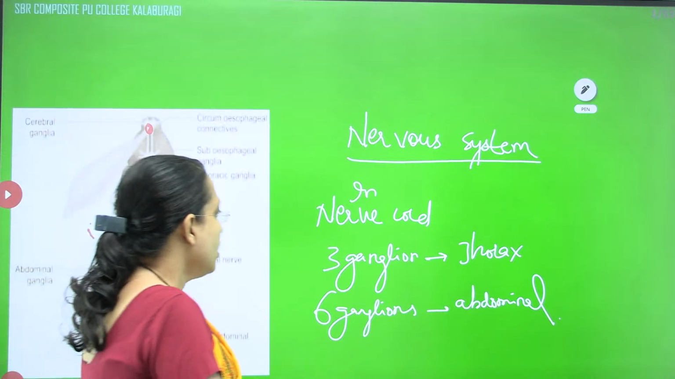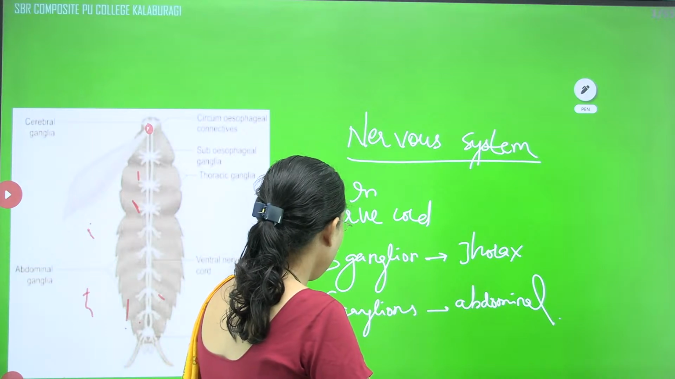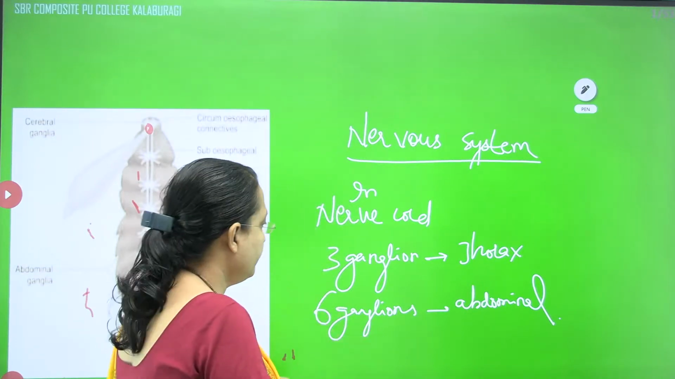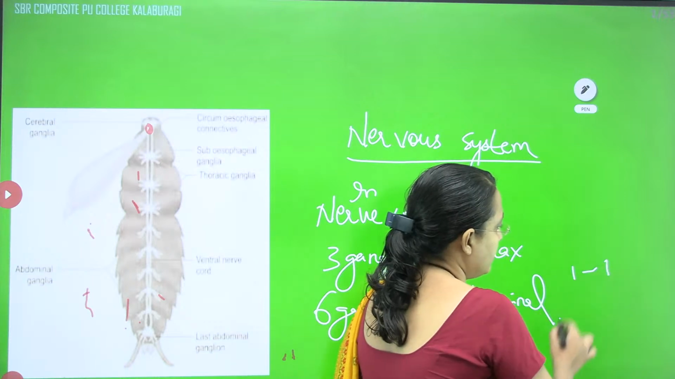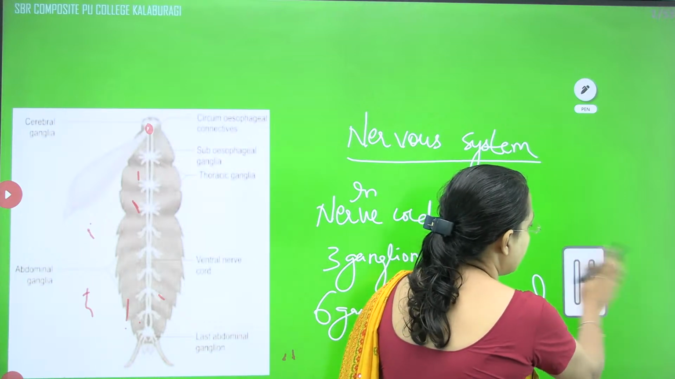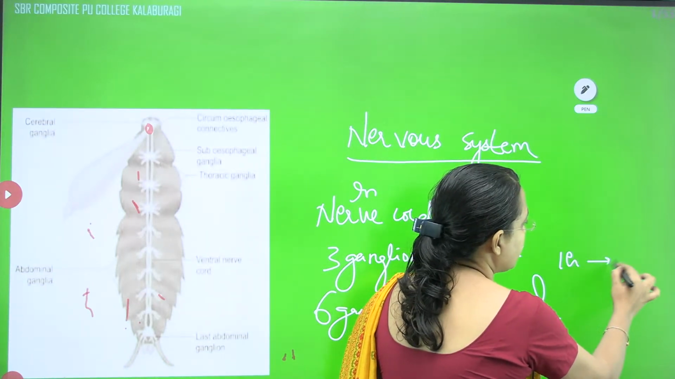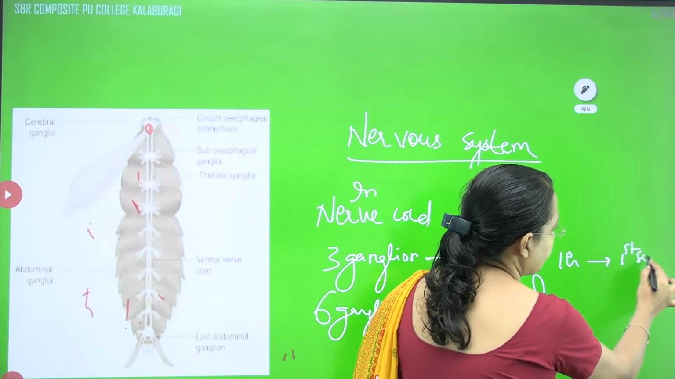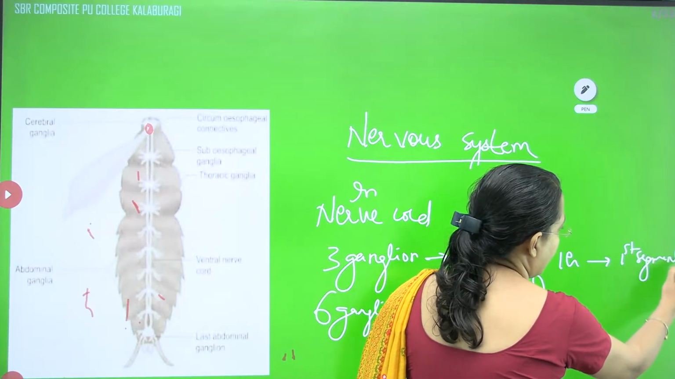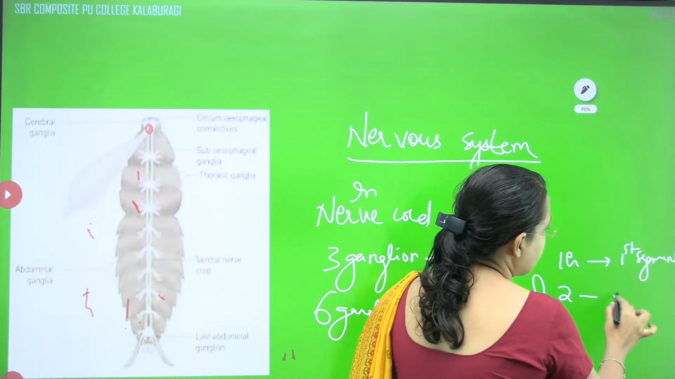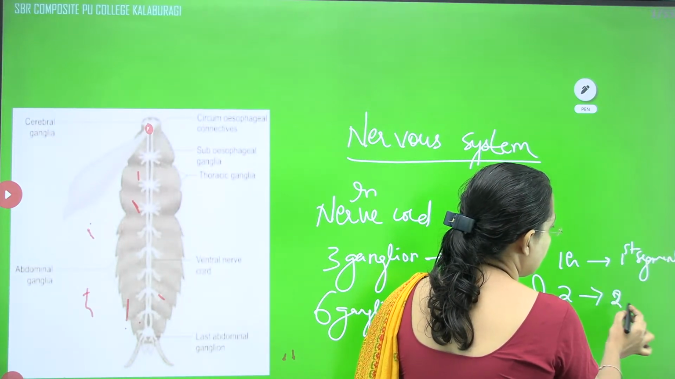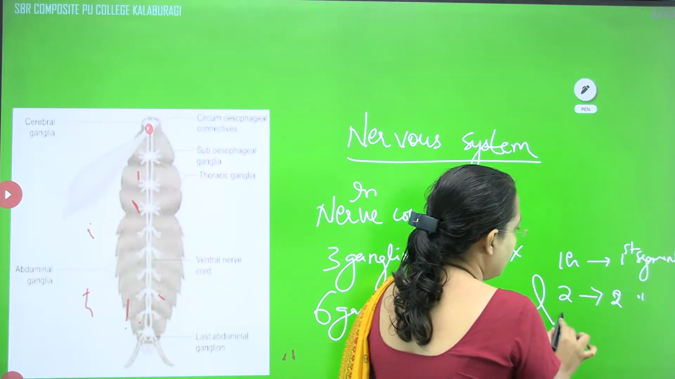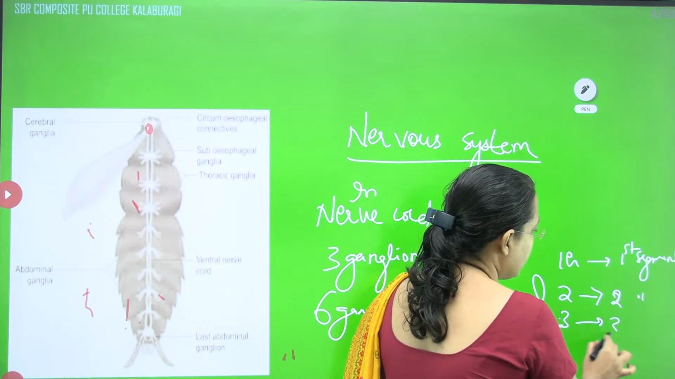Okay, so here 6 ganglions are there. So the first ganglion is present in the first segment. The second ganglion is present in the second segment. The third ganglion is present in the third segment.